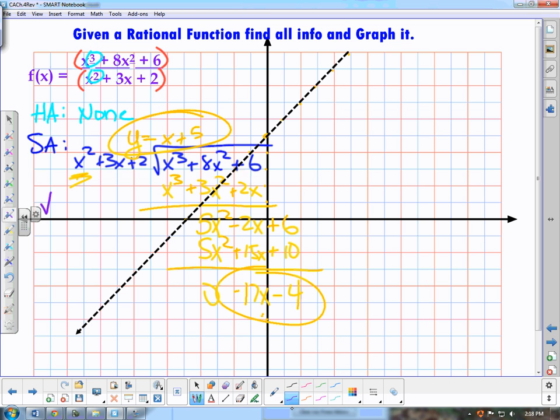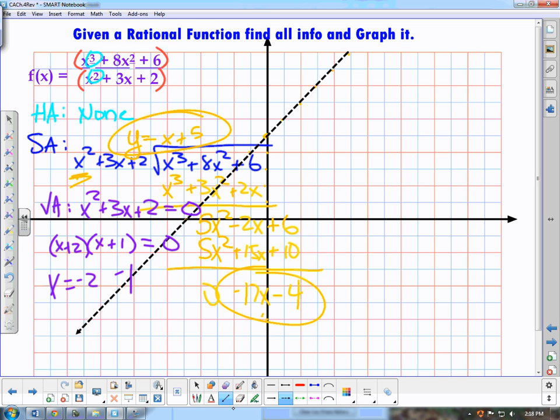Vertical asymptote would be taking the denominator, setting it equal to 0 and solving it, factor it, x plus 2, x plus 1, so x equals negative 2 and negative 1. So that means we have a vertical asymptote at negative 2 and negative 1.